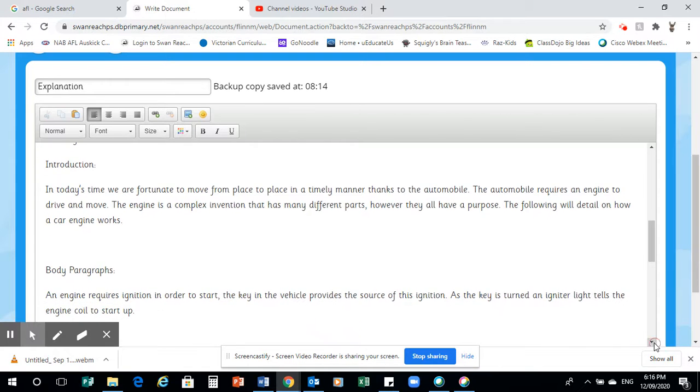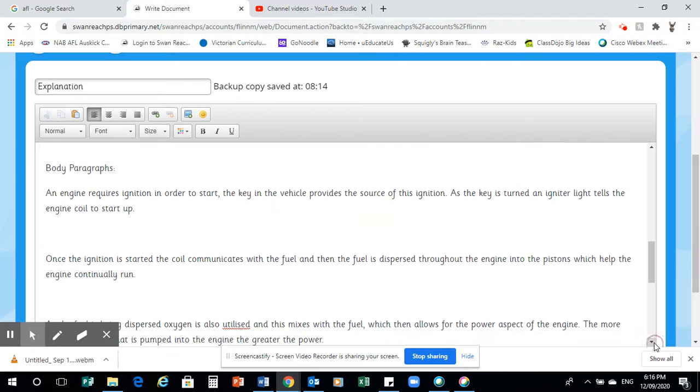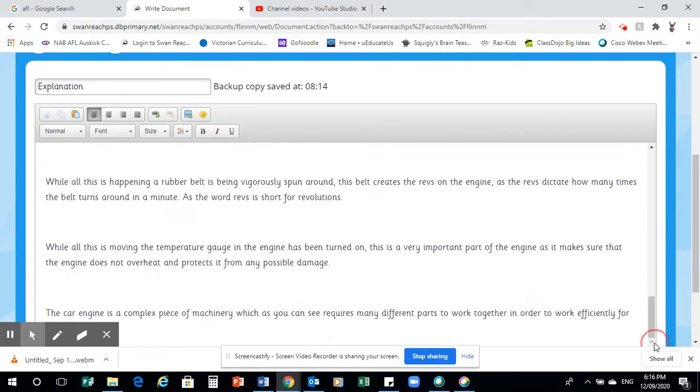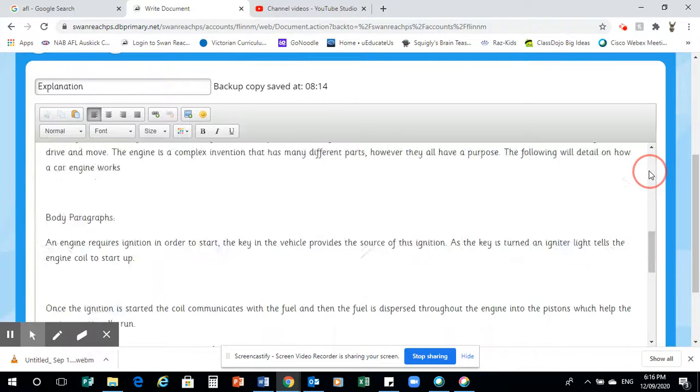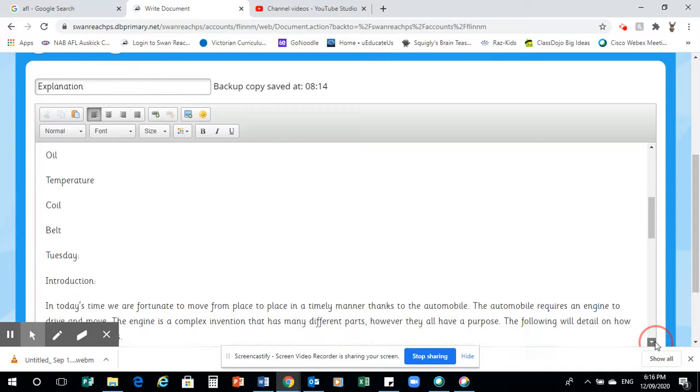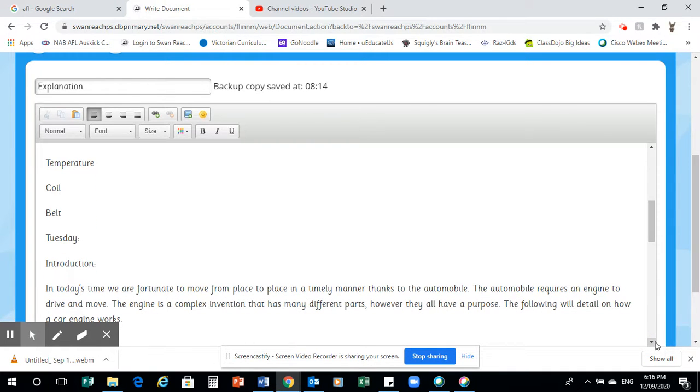Then I've got my body paragraphs. Okay. Now, each one of those paragraphs has a different item. All right. So remember the items that I chose up here: the oxygen, the ignition, the oil, temperature. Each one of those, a couple of them overlap, but mostly each one of those has its own paragraph because that's a separate part of the process. So you'll be doing the same. So that's what I'll be looking for today, that each one of these things that you identified on the Monday are in a different paragraph because that's a different step of the process.